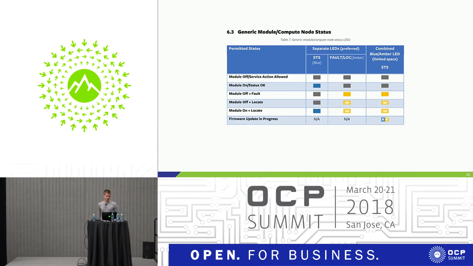Everything else on this slide is similar to what you've seen before. Yellow indicating locate when it's flashing. Solid amber indicating a fault.